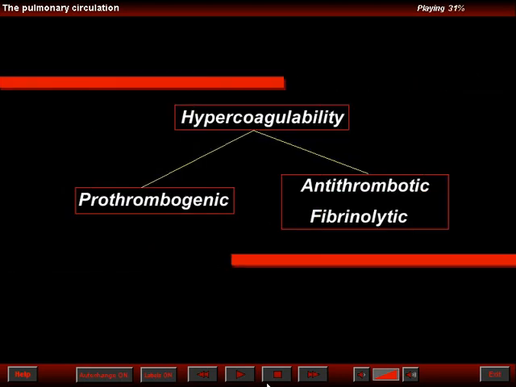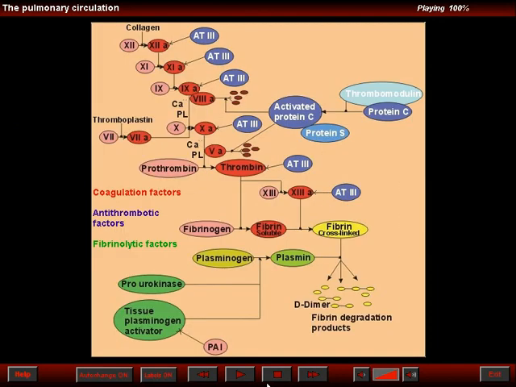Hypercoagulability is the result of an imbalance between prothrombogenic and antithrombogenic or fibrinolytic factors. The coagulation cascade is illustrated in this diagram. Note the coagulation factors in red proceeding from top to bottom, the antithrombotic factors on the right side depicted in blue, and the fibrinolytic factors depicted in green. Cross-linked fibrin can produce D-dimer, which are fibrin degradation products.